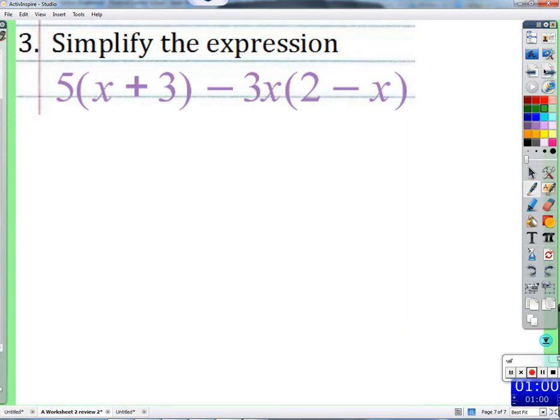A similar thing, distribution for the sign like target. In particular, this is what I want to see how we did. There's a negative and there's an x that we're supposed to distribute. Did we do that correctly? Well, here we're multiplying by 5. So we get 5x plus 15.